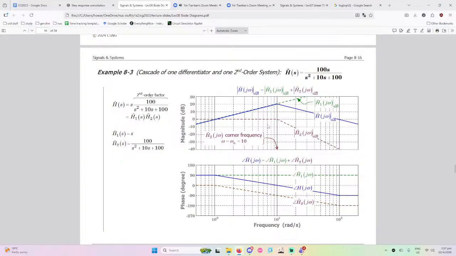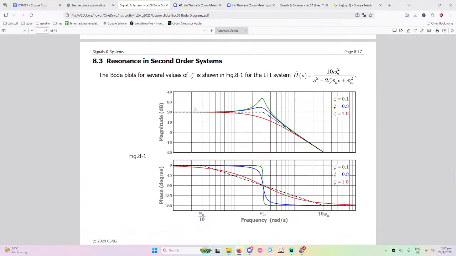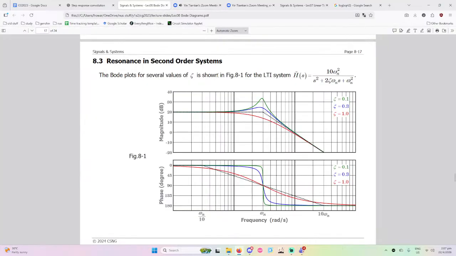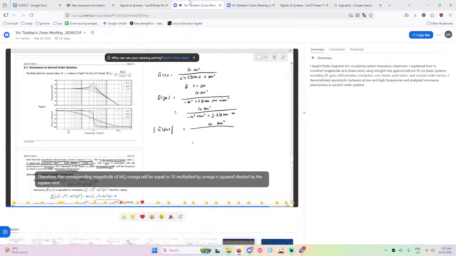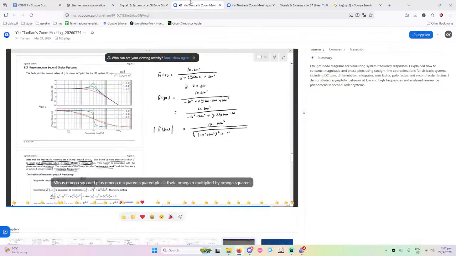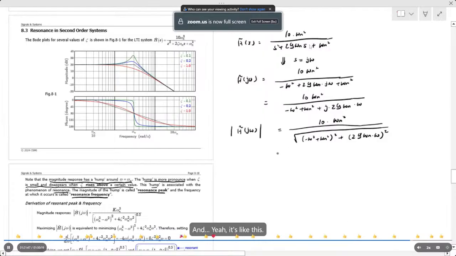If we replace s by j omega, we will have the frequency response HTL by j omega equal to 10 omega n squared divided by minus omega squared plus 2 zeta omega n times j omega plus omega n squared. And it is equal to 10 omega n squared divided by minus omega squared plus omega n squared plus j times 2 zeta omega n times omega. Therefore, the corresponding magnitude of HTL by j omega will be equal to 10 multiplied by omega n squared divided by the square root of minus omega squared plus omega n squared, squared, plus 2 zeta omega n multiplied by omega, squared. And yeah, it's like this.